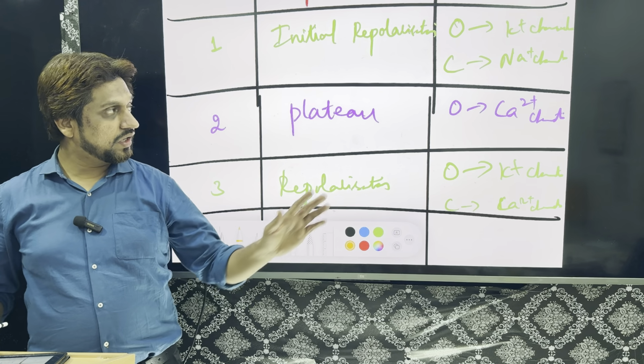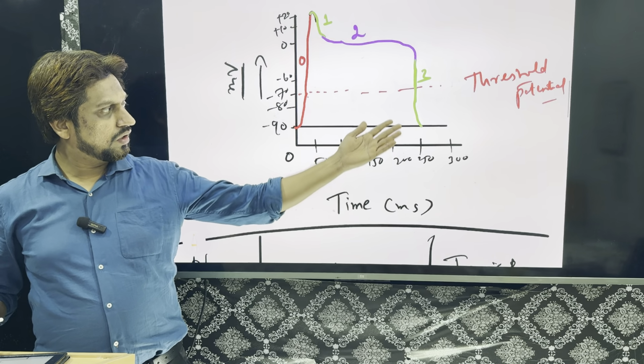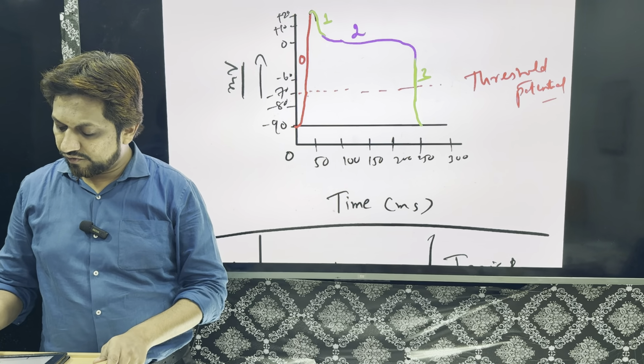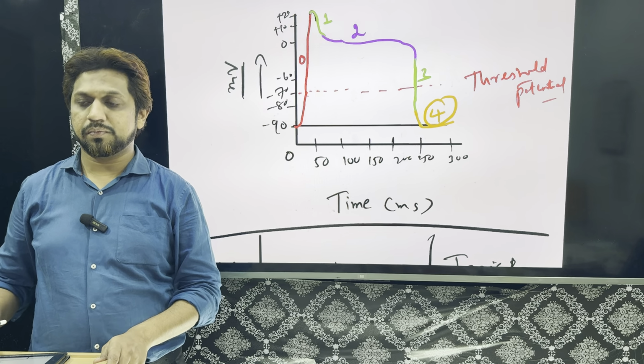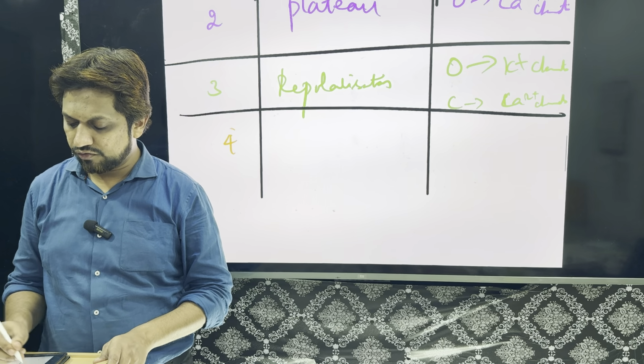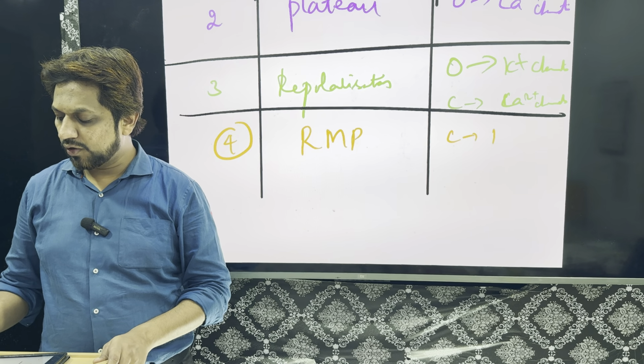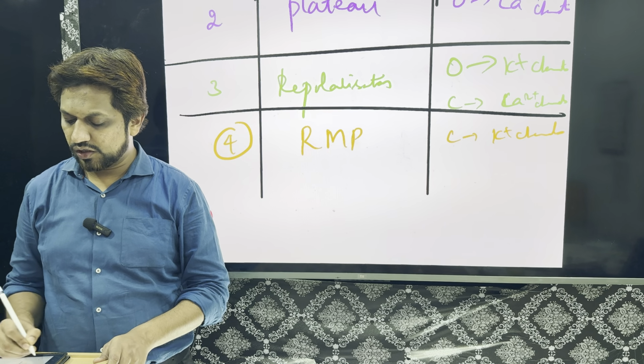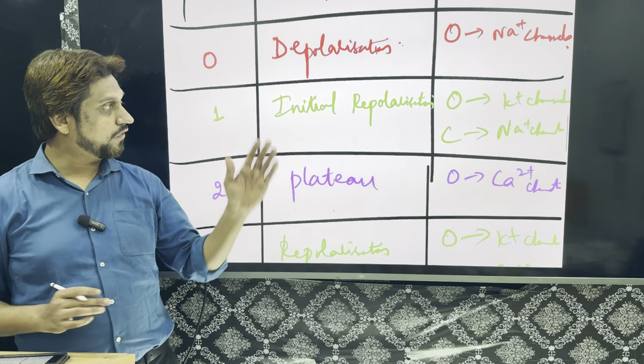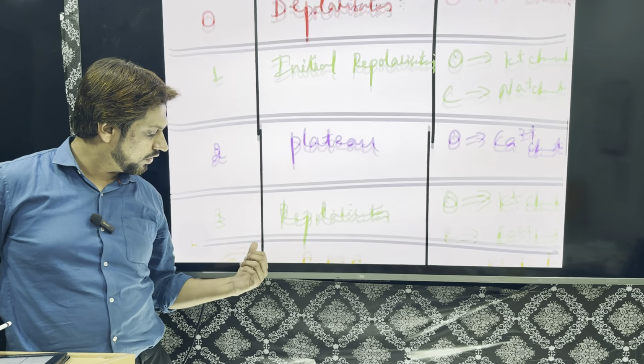Then finally when it touches minus 90 millivolt, there is phase 4, the resting membrane potential. It is again due to the closure of the potassium channels which were open. So these are the 5 phases: phase 0, phase 1, phase 2, phase 3, phase 4.